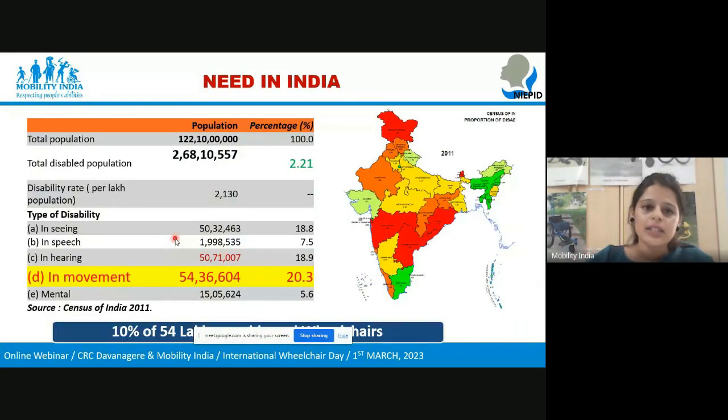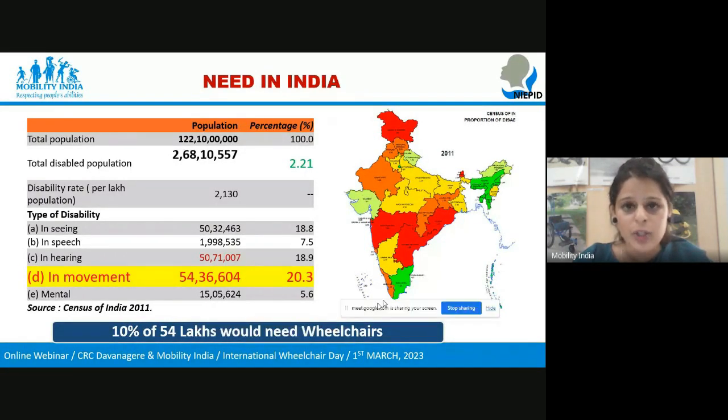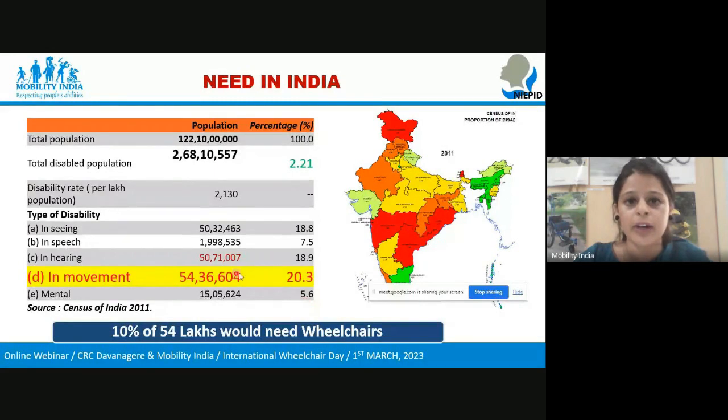In India, as per the census 2011, 2.68 crore people are disabled, which is 2.21 percent of the total population, among which 20 percent are with mobility impairment. By type of disability, 54 lakh people have been identified with mobility impairment. And WHO has identified that among these 54 lakh people, 10 percent are in need of a wheelchair.